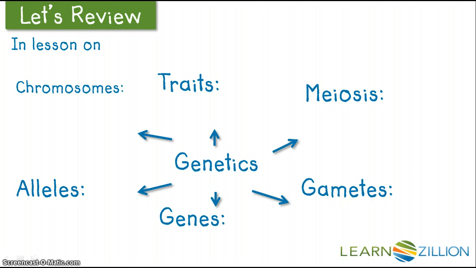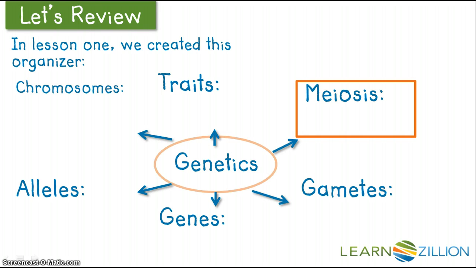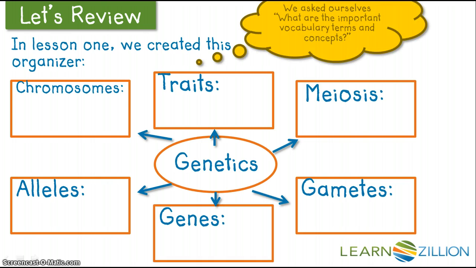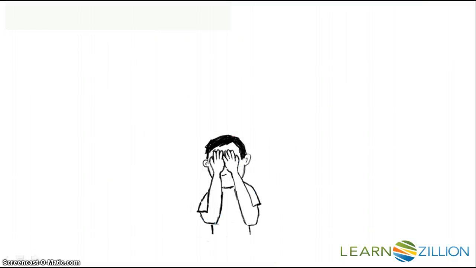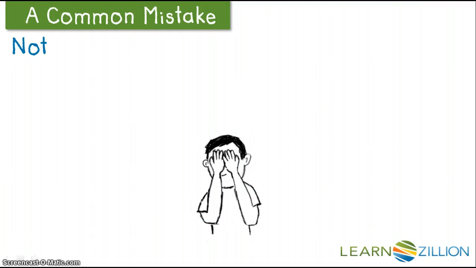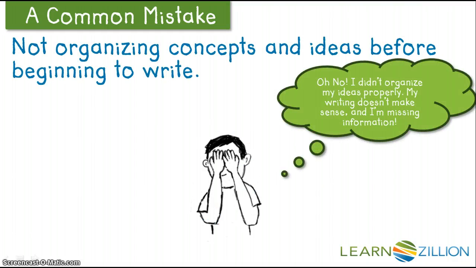Let's review. In Lesson 1, we identified these key terms as important to our informational text writing. We asked ourselves, what are the important vocabulary terms and concepts? A common mistake to avoid: not organizing concepts and ideas before beginning to write. Oh no, I didn't organize my ideas properly. My writing doesn't make sense and I'm missing information.